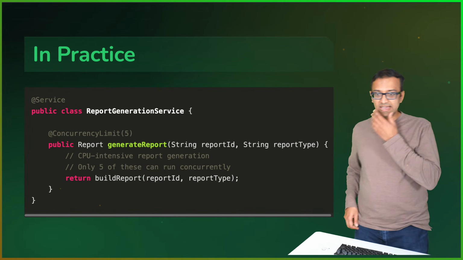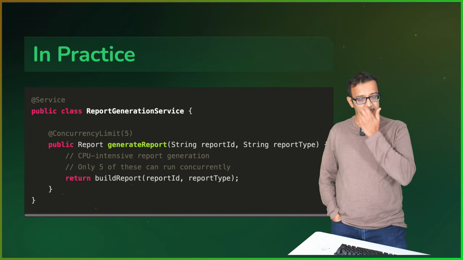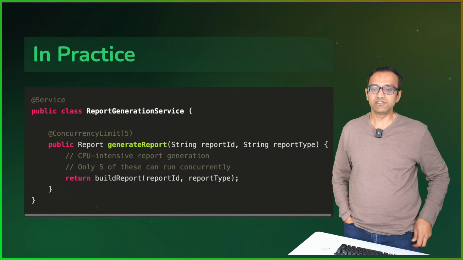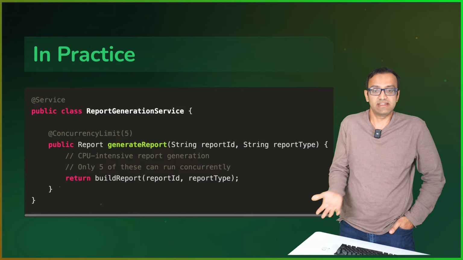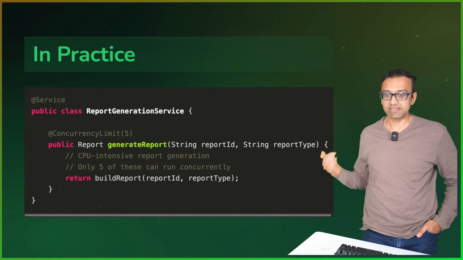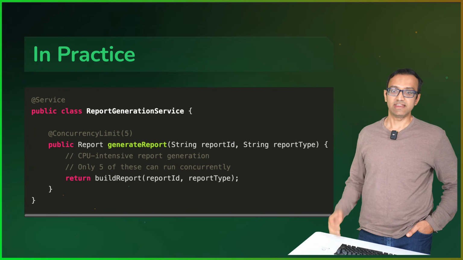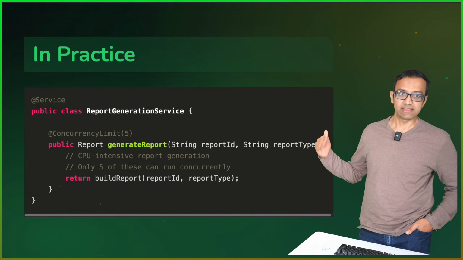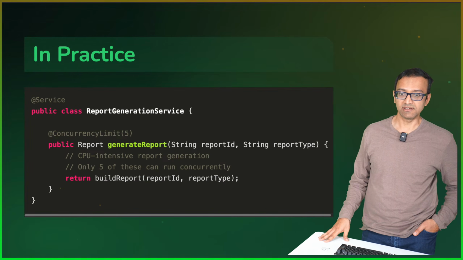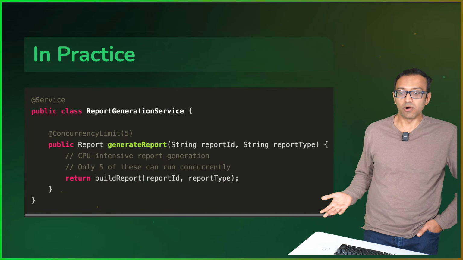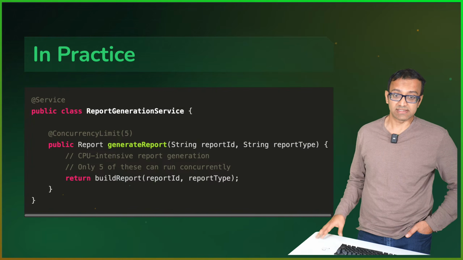Now here's what it looks like. I have an example code here, which is a report generation service, just a simulation of a method that takes a long time. Here is a method that takes a long time, generate report, which takes in a report ID and a report type, and then it is some kind of CPU intensive operation. So you don't want more than 5 of them running at the same time.